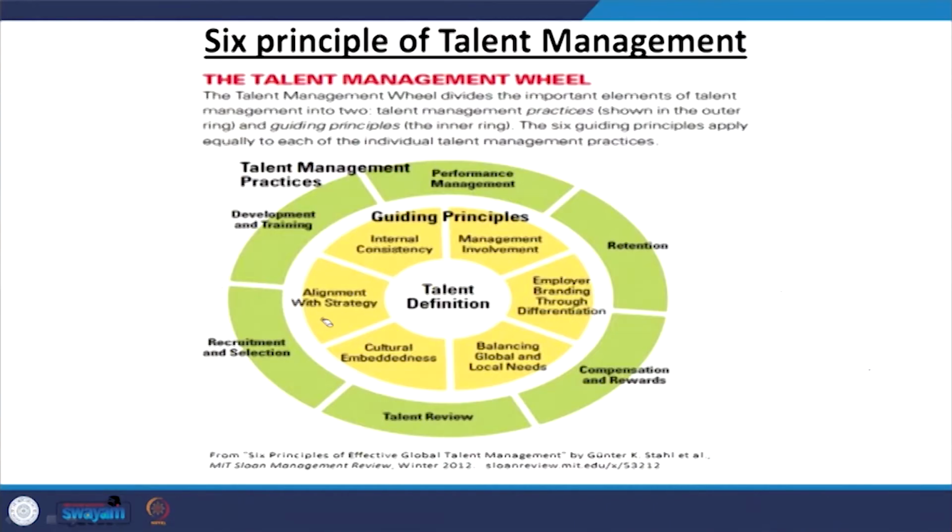So, if your long term strategy is to be technology based, that is a core competency of your organization. So, your recruitment and selection has to be matched with the alignment with the strategies. So, what type of talent will you look for? You will look for the talent which is technically qualified. Second part in recruitment and selection is the cultural embeddedness. This is very important according to me.